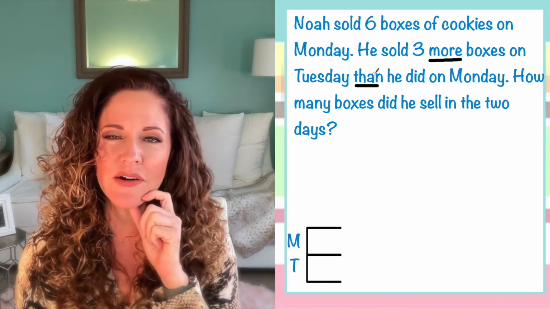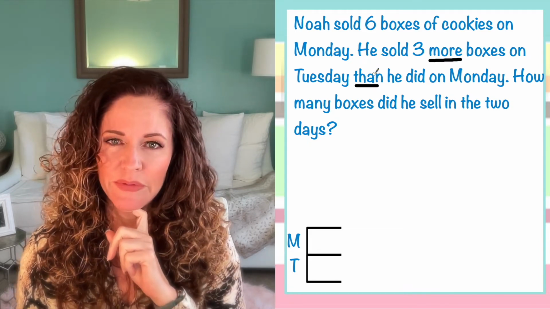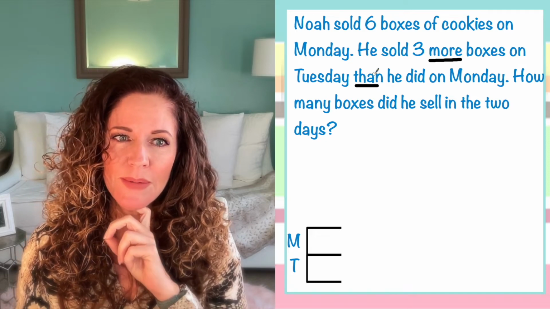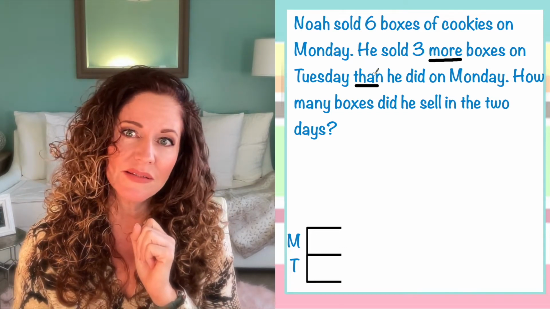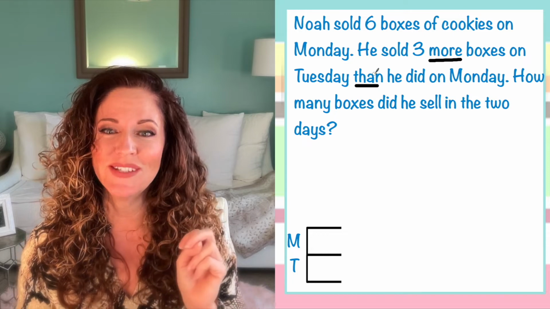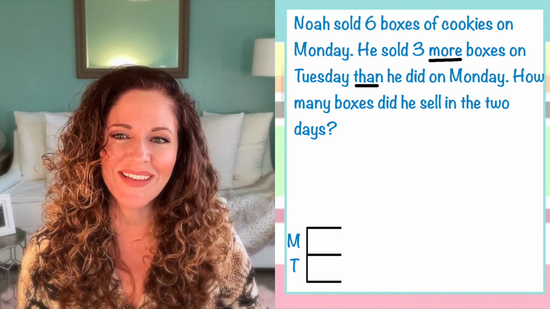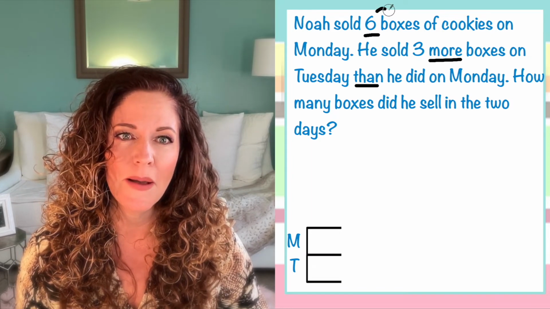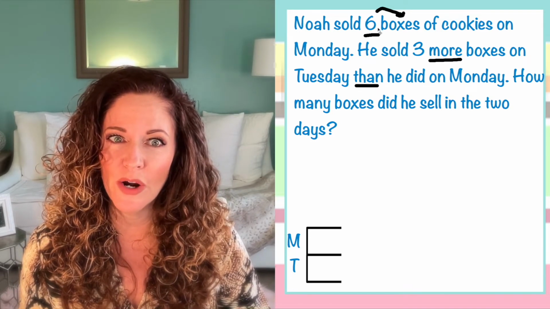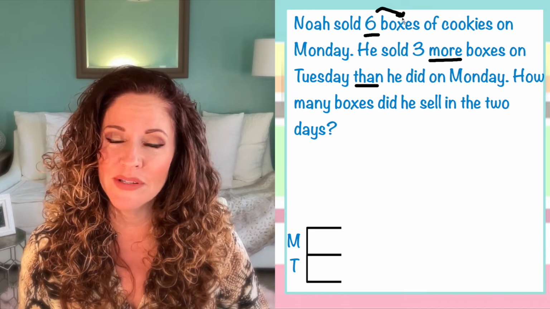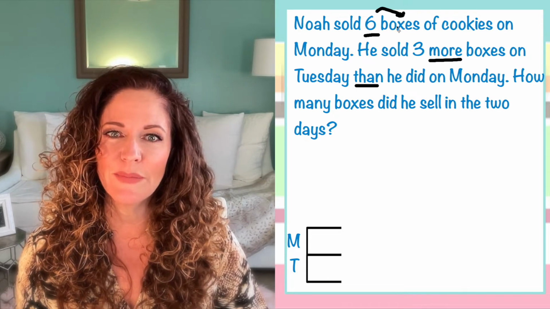Now, Noah is the only character in this problem, so we're not comparing Noah to anyone. So there's not an N labeled on my comparison model. Notice what I'm comparing. I'm comparing the boxes of cookies he sold on Monday to the boxes of cookies he sold on Tuesday. So I've got my M and my T, just like I know you do. And let's take a look. He sold 6 boxes on Monday. Oh, good. That's an easy one to model because there's no special word in between my number and what my number is counting, because we know that changes the whole situation. So all we have to do is show 6 boxes on Monday.